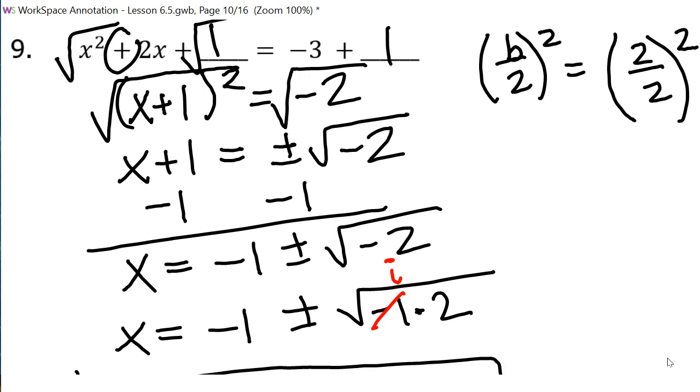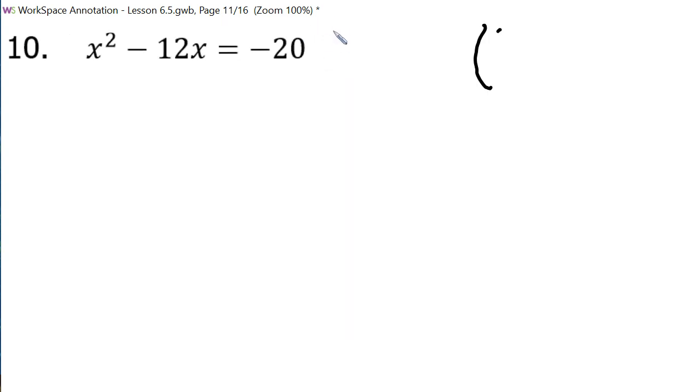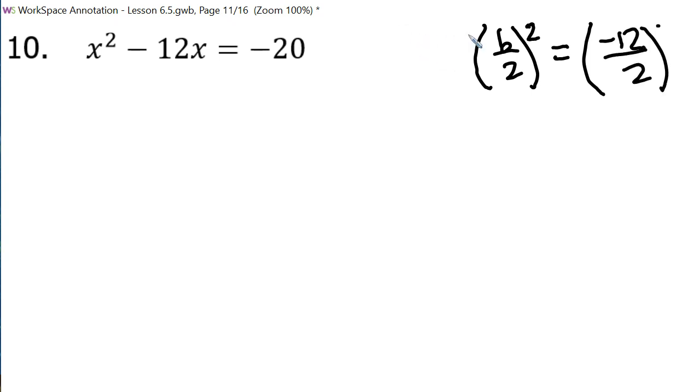Okay, number 10. Now we do not have the blanks. We need to remember whatever is the missing term to complete the square has to be added 1 time to the left side and 1 time to the right side. So to complete the square, what's the formula? b divided by 2 squared. So what do I put for b? Negative 12 divided by 2, then square. What's negative 12 divided by 2? Negative 6, and when you square a negative, it becomes positive 36.